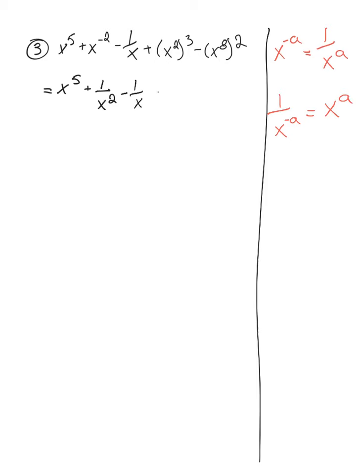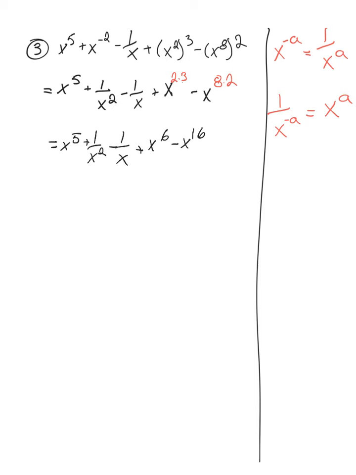Now we learned in the previous video, x squared cubed is the same as x to the 2 times 3, or x to the 6th, and we know x to the 8th squared is the same as x to the 8 times 2, which equals x to the 5th plus 1 over x squared minus 1 over x plus x to the 6th minus x to the 16th.